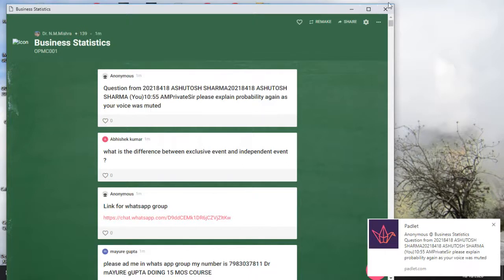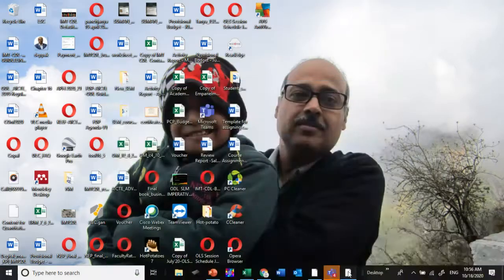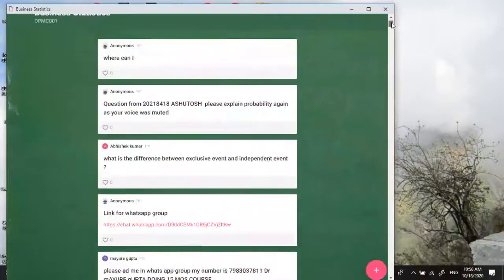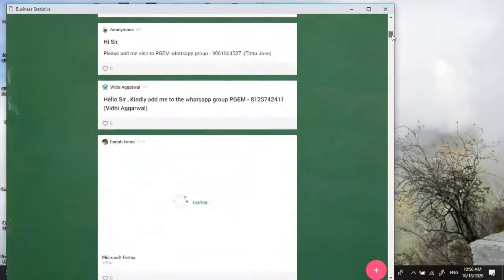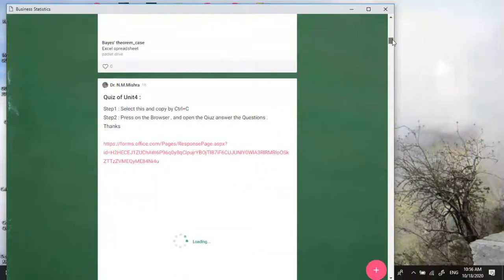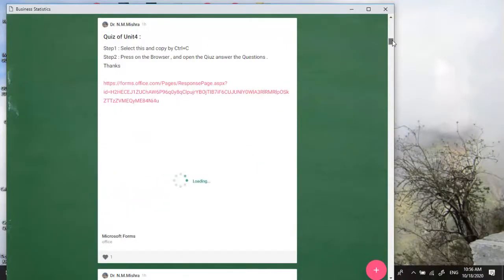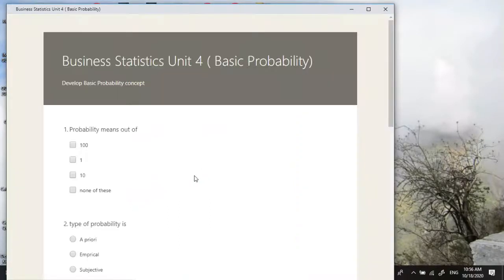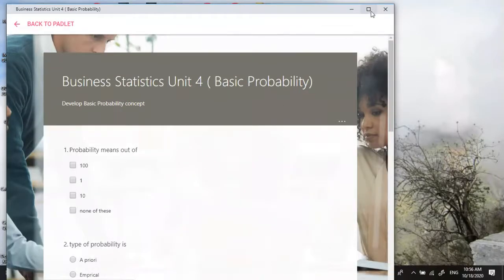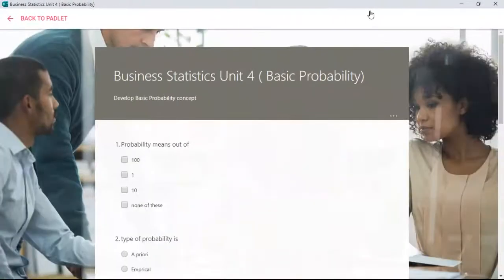If I take you to the PowerPoint slide, all of you please open the Padlet. I will explain. All of you please open the quiz button. If you click the loading, sometimes you cannot load it. Got it? All of you please click this quiz now. I am going to explain.